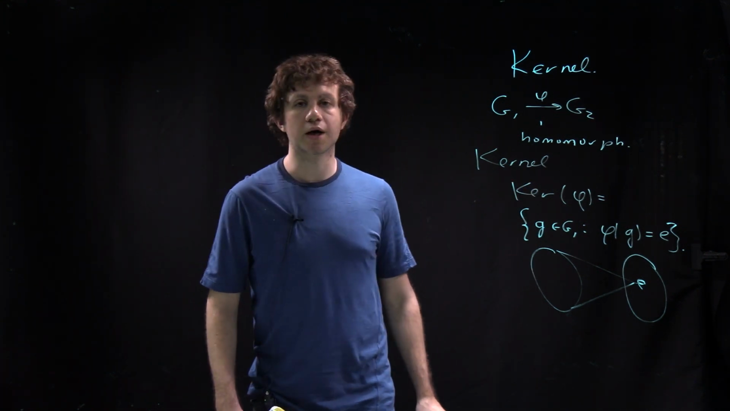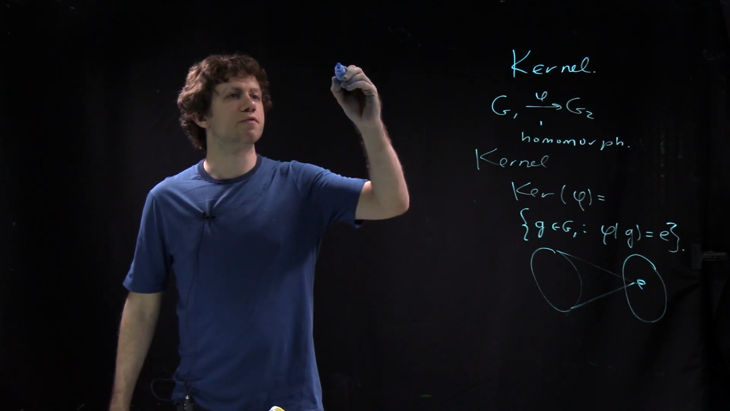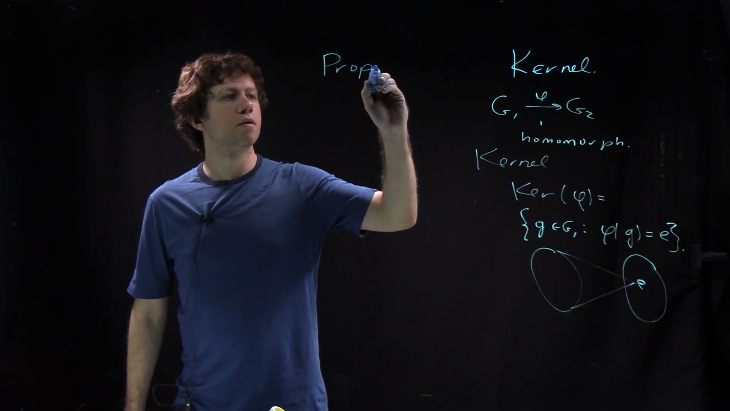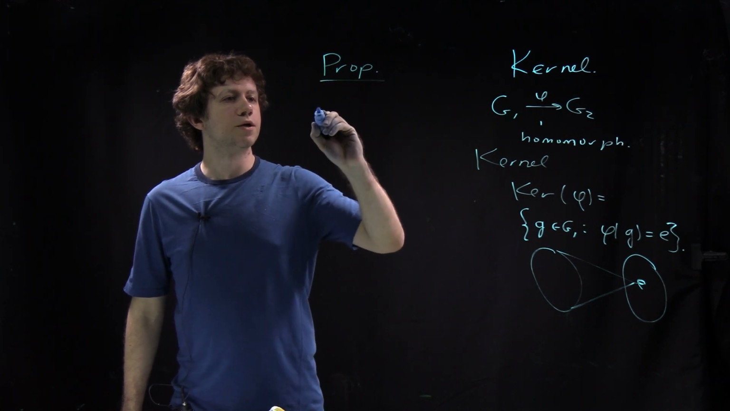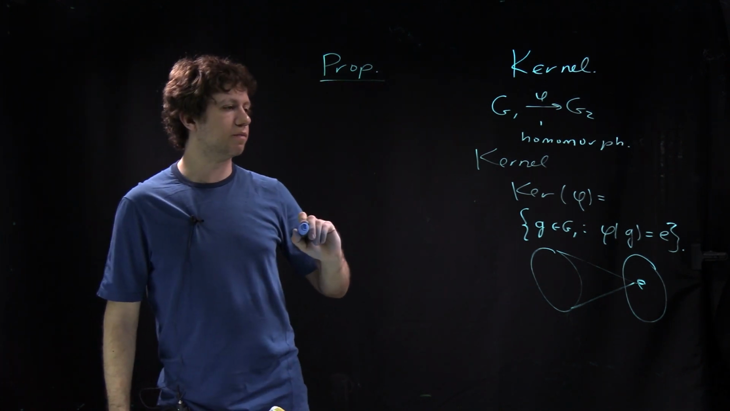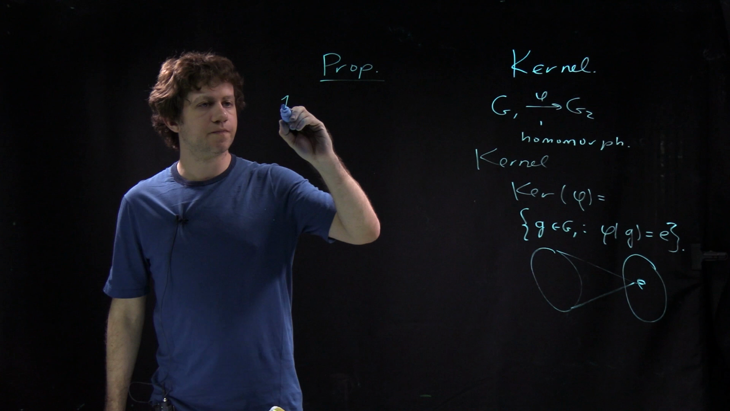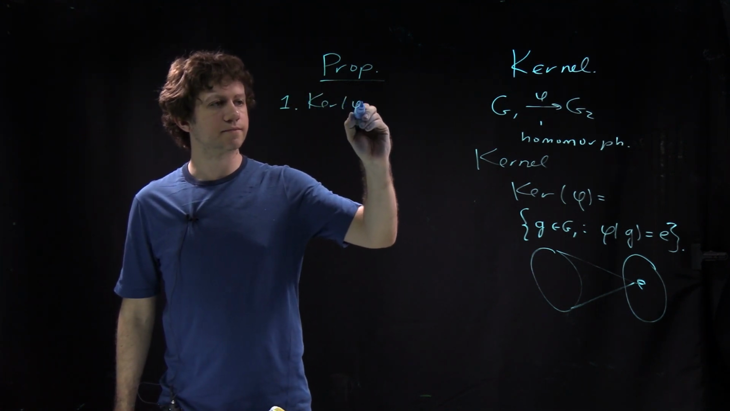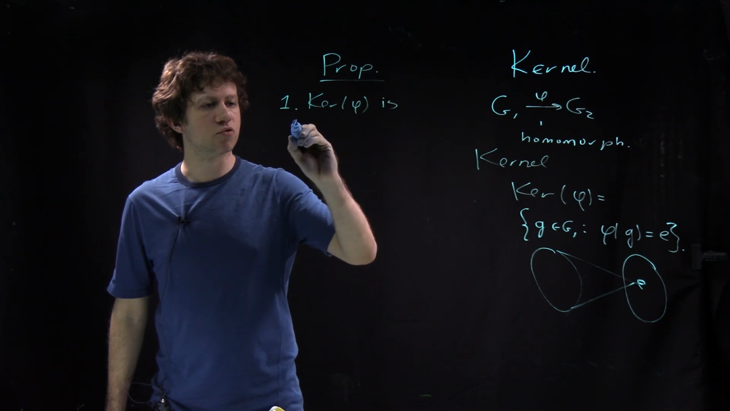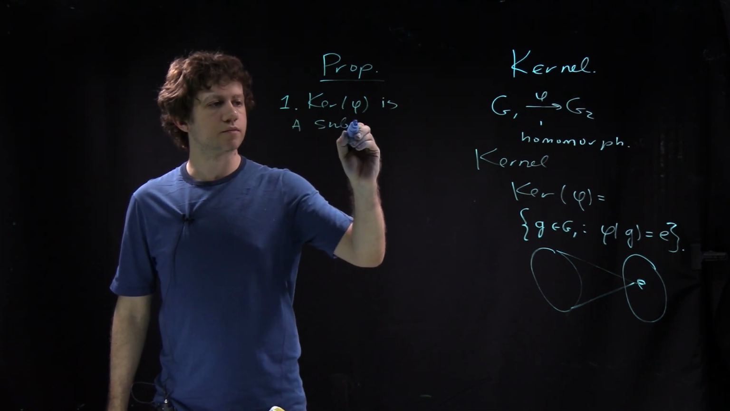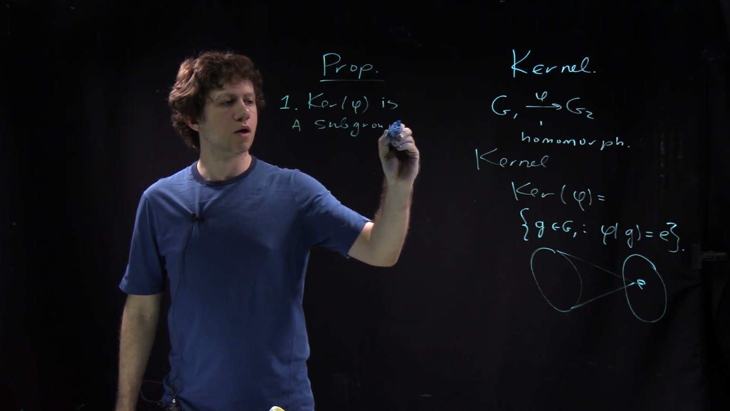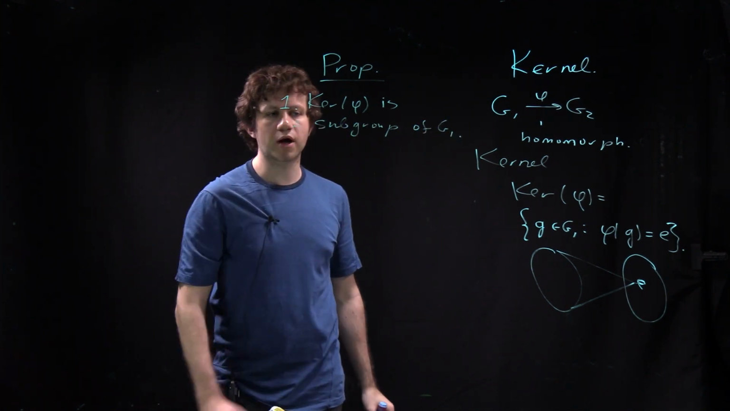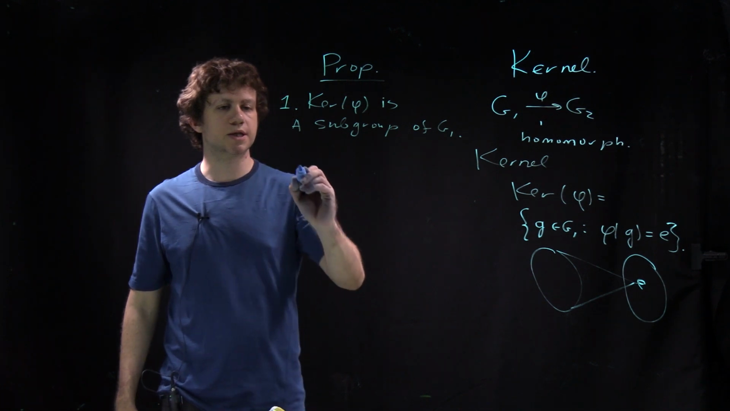Of course, as you might expect, there is the following proposition. I will formulate three statements. First, the kernel of phi is a subgroup of G1. It's a subgroup, and this is really easy to see. We'll do it in a second.